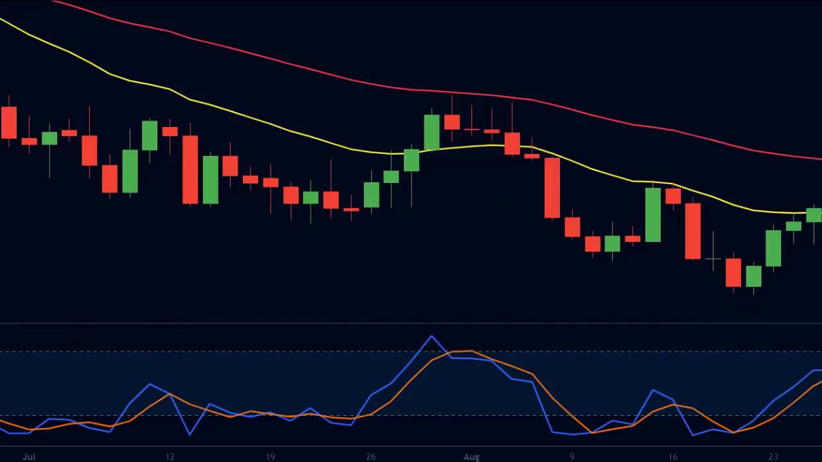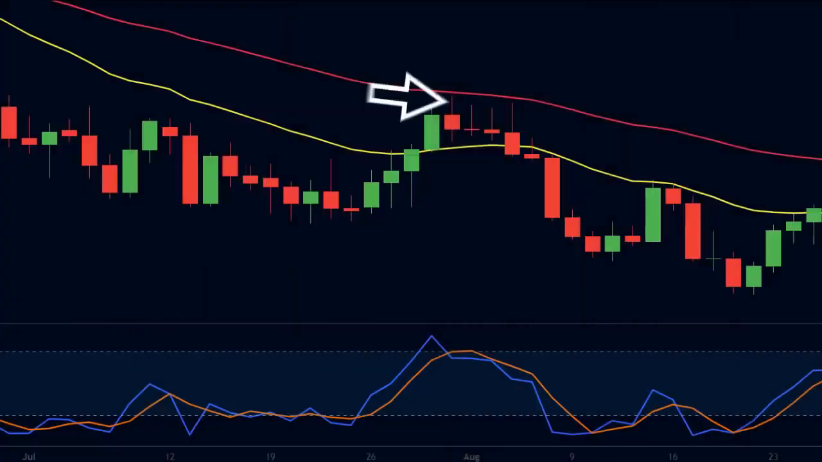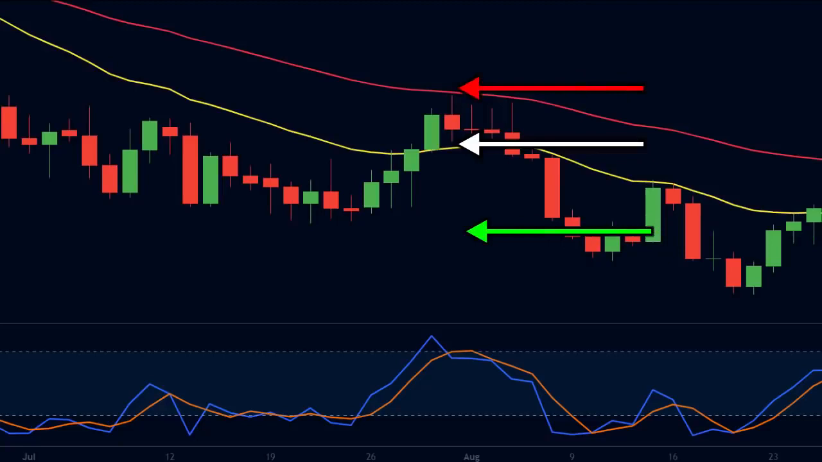Now, all we have to do is wait for a bearish crossover on the stochastic. On this candle, we see that the stochastic gives us a sell signal. Hence, we will place a sell order below the low of this candle. We can keep our stop loss above the high of the candle, and we can place our targets at a 1:1.5 risk-reward ratio. And as you can see, the price achieved our target with ease. So that brings us to the end of this video.